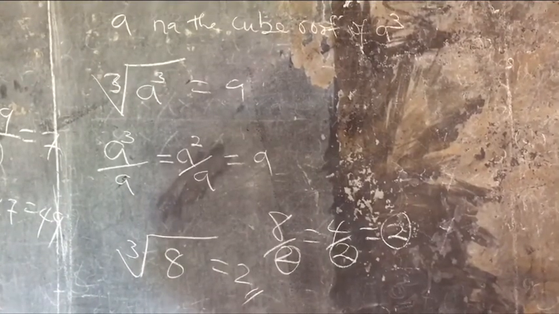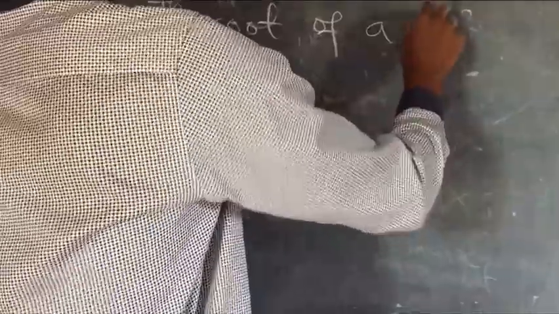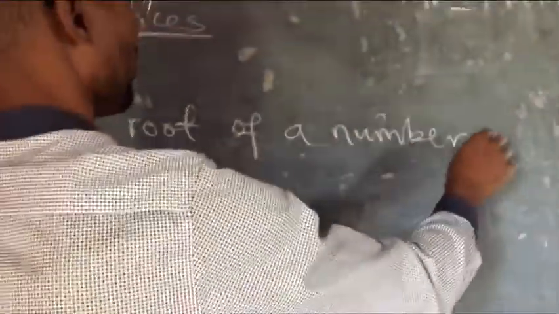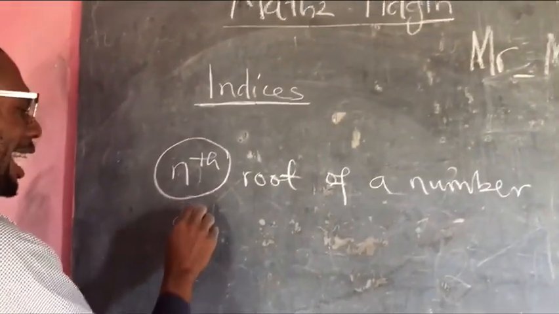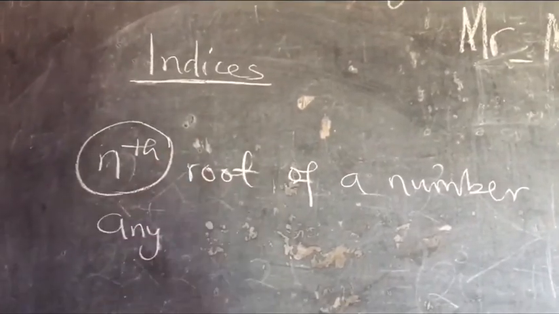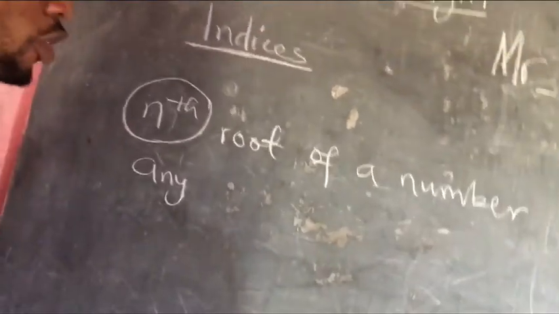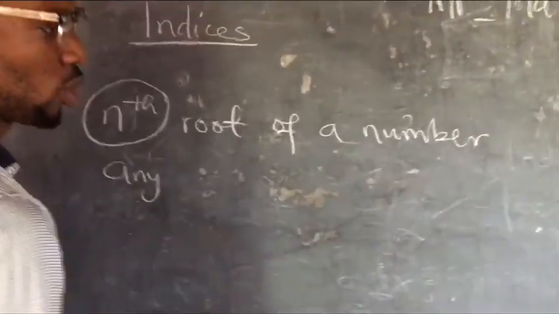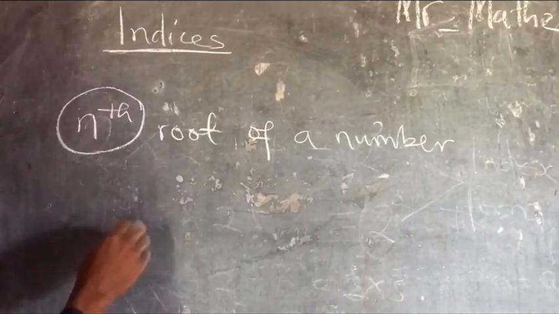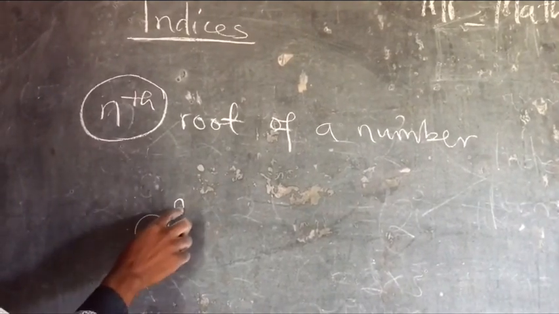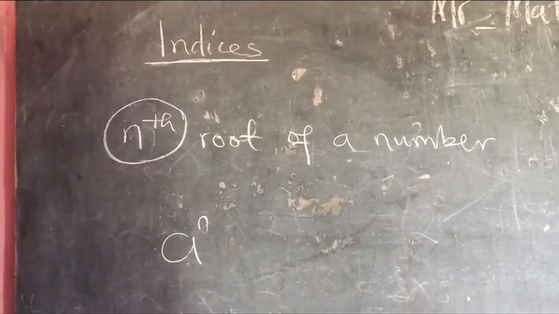Now, the next thing I want to explain is the nth root of a number. Right? So, nth root means any number root of a number. Remember, when we do square root, it is 2 number roots of a number. Then cube root is 3 number roots of a number. When we do the nth power, when I raise a number to the nth power, it means any number power of a number. Shall we understand that one?